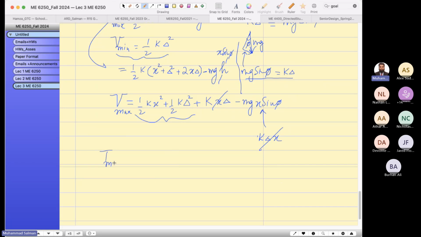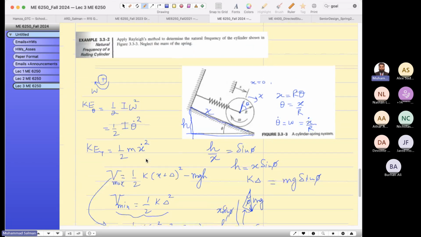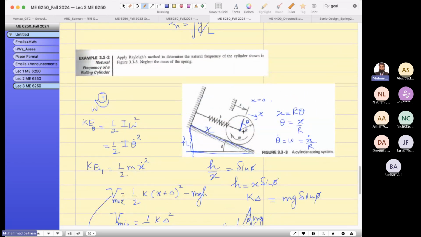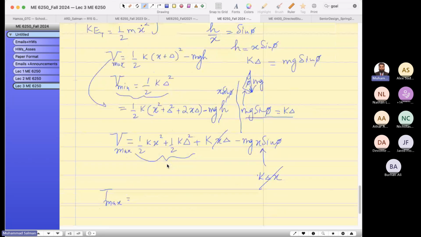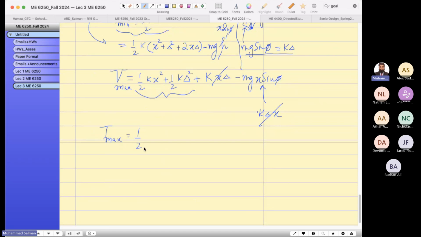So T max is the combination. When this cylinder moves downward, it rotates plus translates. That's why I mentioned there are two types of kinetic energy we have to consider here. One is due to the translation, one is due to the rotation, or I can write it in terms of theta dot square. So I can plug it in over here.